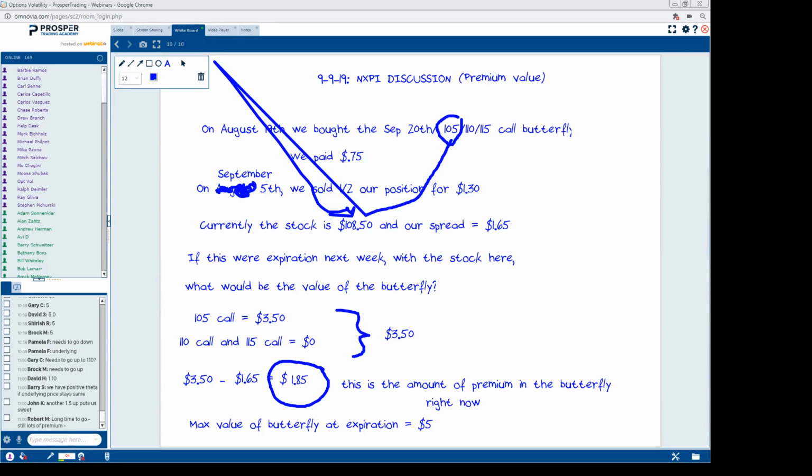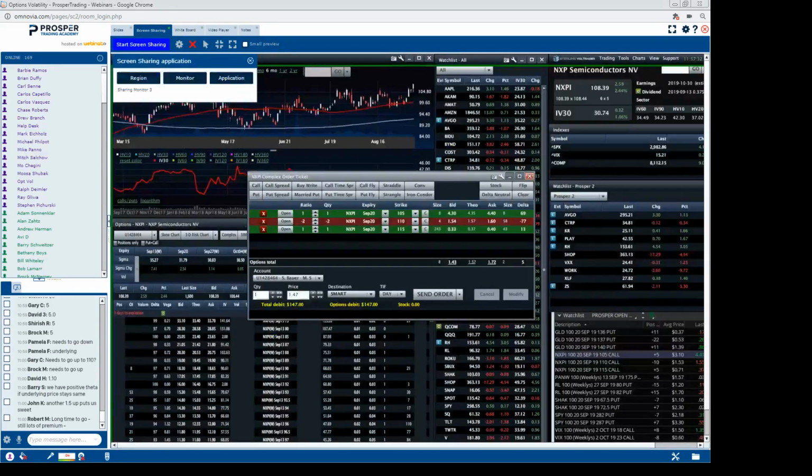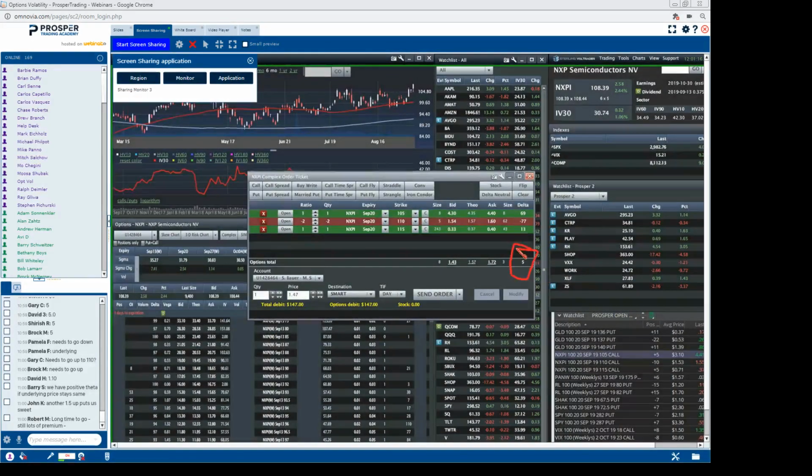You know, what if the stock doesn't go up? Right? What if the stock goes down? Okay, we have at this point a slightly long delta butterfly, right? Because our long call spread part, the 105, 110, has more deltas than the short 110, 115 call spread.